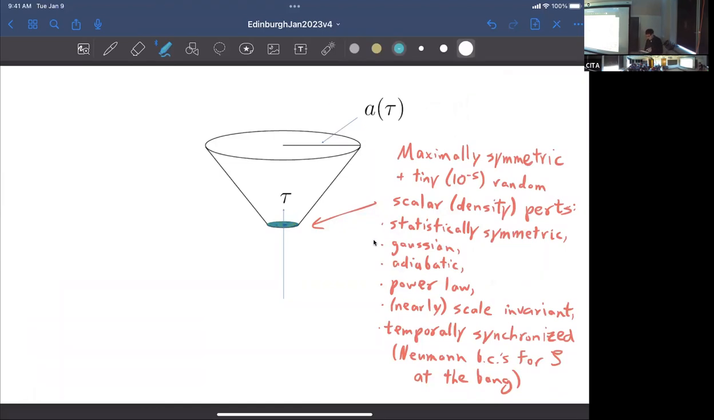So here's my cartoon picture of the expanding universe. Time is moving up the slide here. This is actually the conformal time, which cosmologists like to use. And this inverted lampshade is supposed to be the universe expanding as time evolves. And so we today live somewhere up here, long after the bang, and we look back with our observations toward the Big Bang. And of course, we can't see all the way back. But we can see very close.